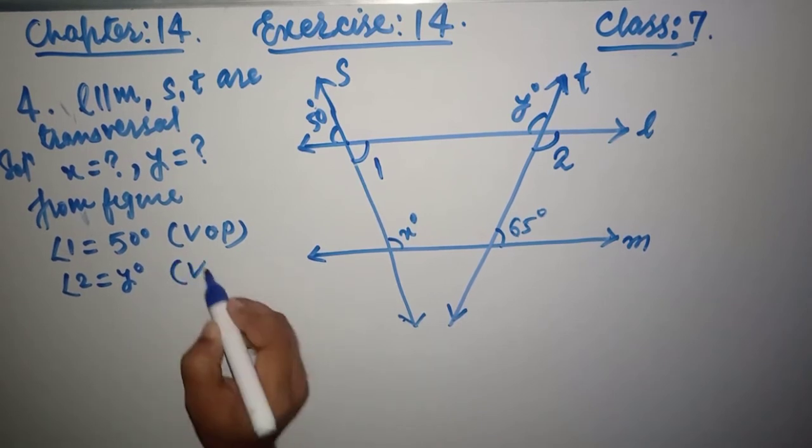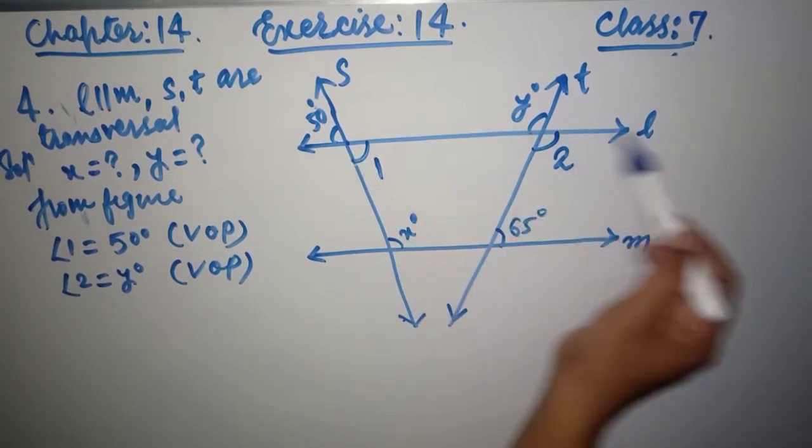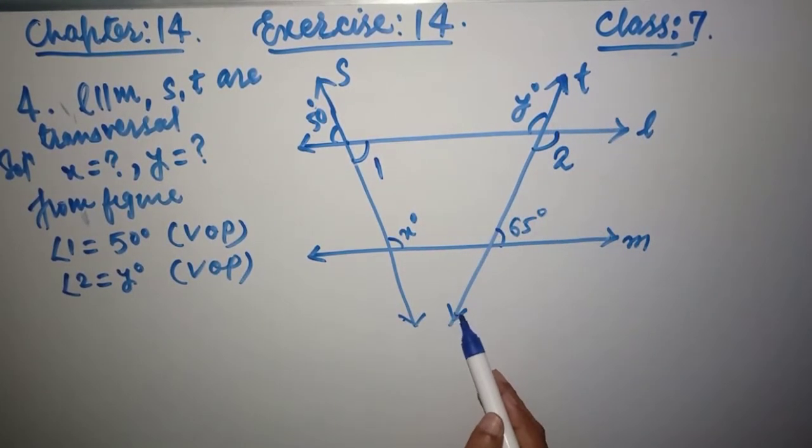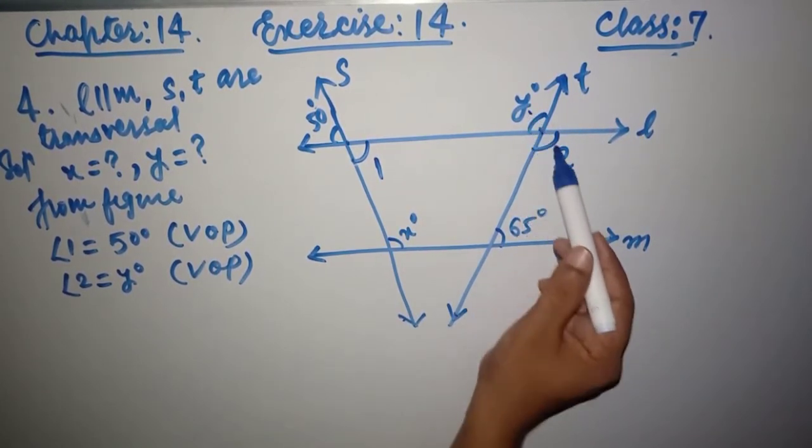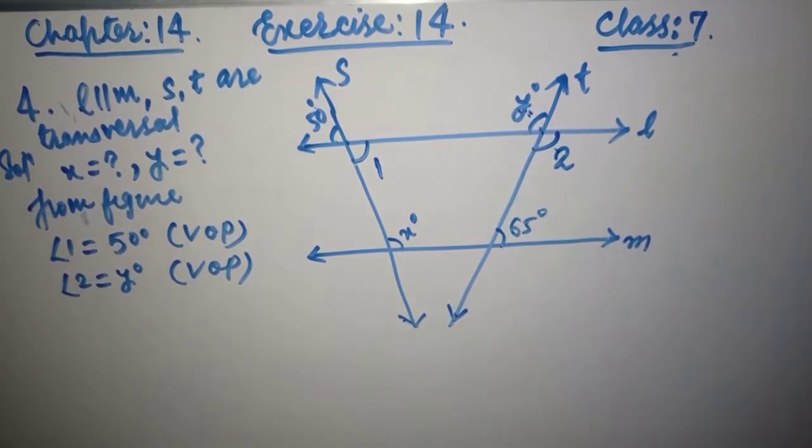Why friends? Vertically opposite angle. Look at the friends, this is a ray, one line L and another line T intersect at this point, and these two angles are vertically opposite angles. So these two angles are equal: angle 2 is equal to angle y.